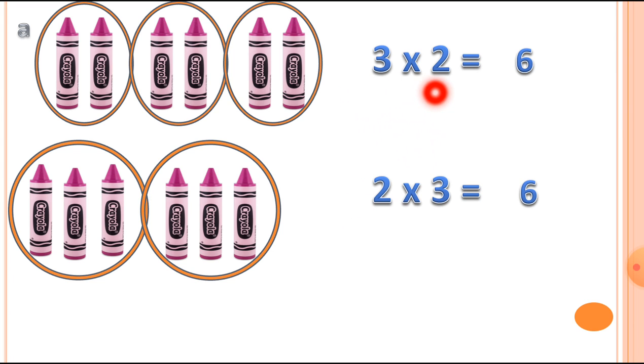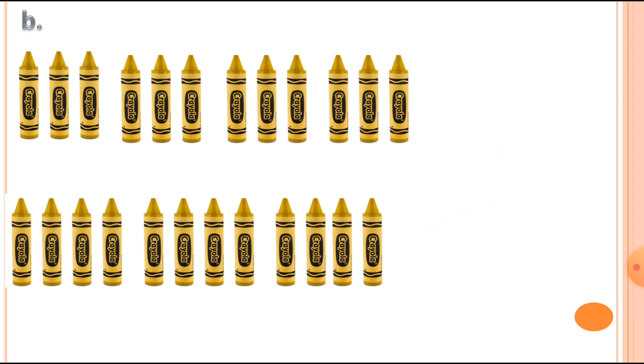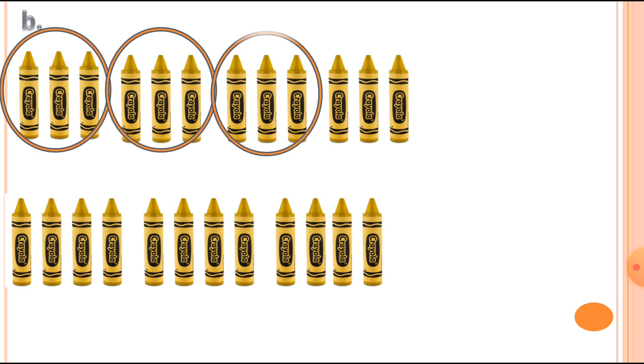You can see this, here we are taking 3 2s and here we are taking 2 3s, but we are getting the same product. Now let's see sum number B. Here is sum number B. So let's make the groups first: first group, second group, third group and fourth group.